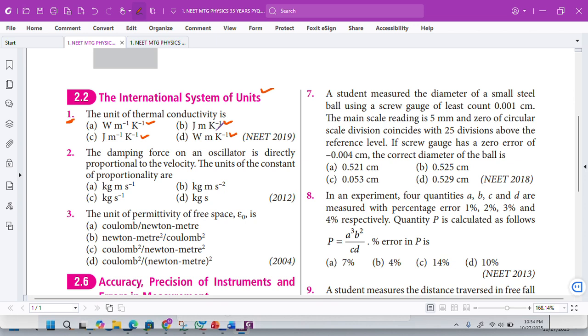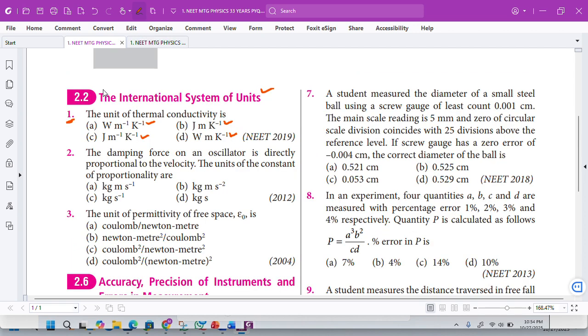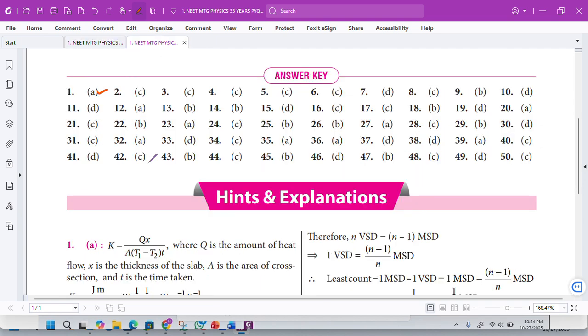These are the four options they have given, but you need to choose the correct answer. Then how to solve this numerical? Come, we will see that. The answer for the first question is answer A, that is watt per meter Kelvin. Okay, how it is that, we will solve now.